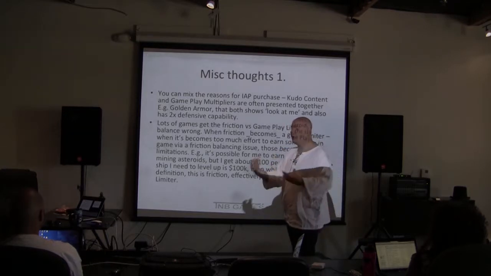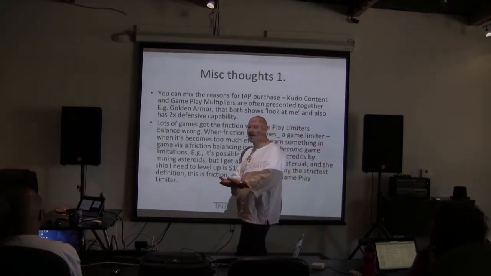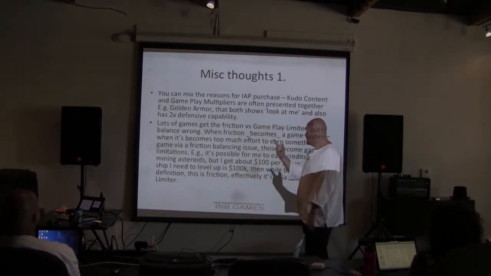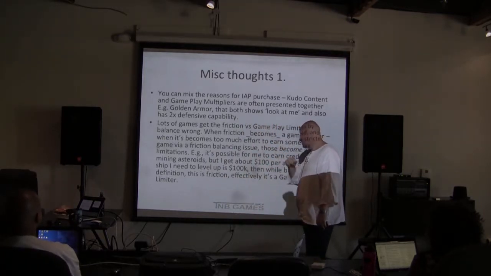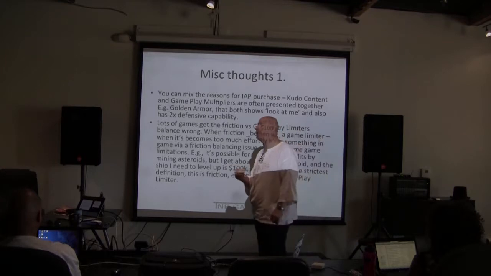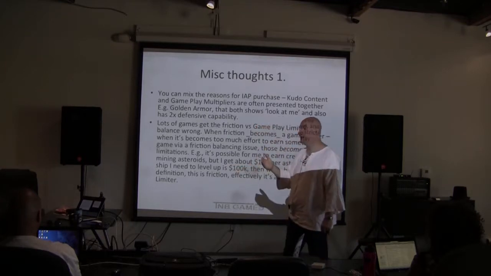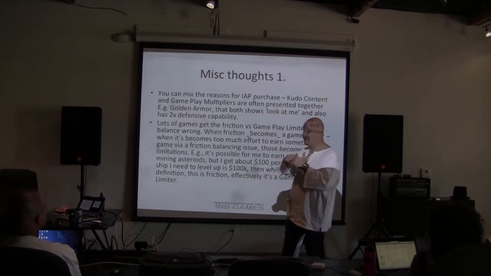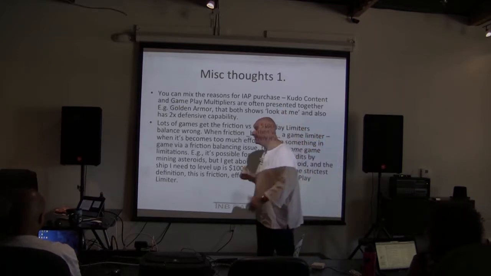But the idea is, for my grinding, I'm going to take out asteroids, and I get 100 coins for every asteroid. Well, in order to really hit that 100k number, that means I'm going to be grinding for months. So whilst it is still friction, yes, I can still get there, effectively it is a gameplay limiter because the numbers are so wildly out of whack. The ratio is so great that effectively it becomes a limiter.